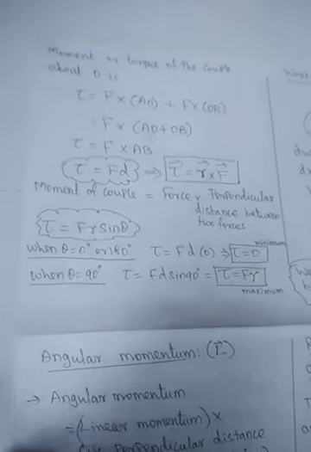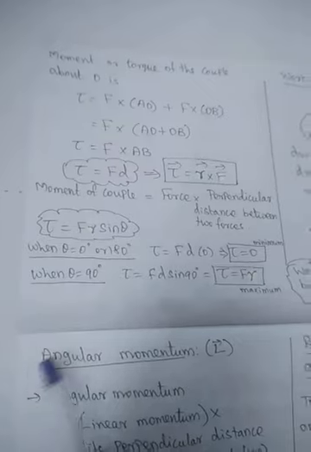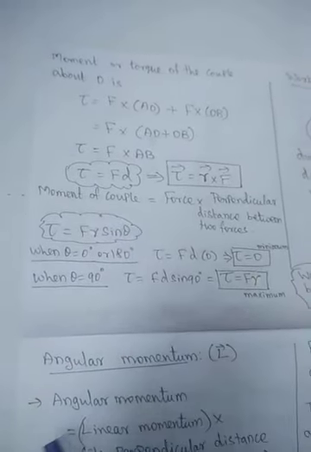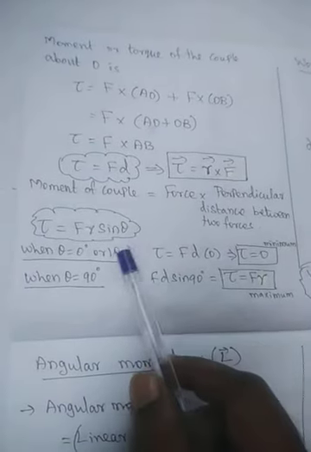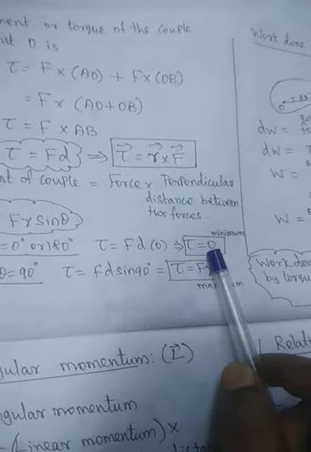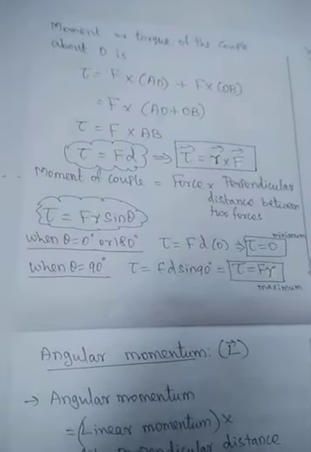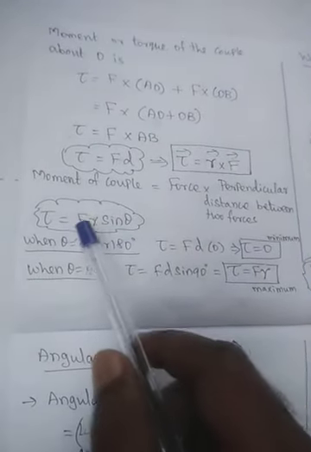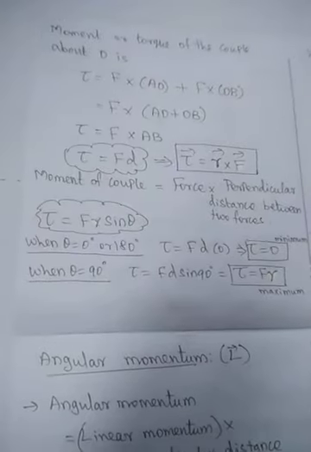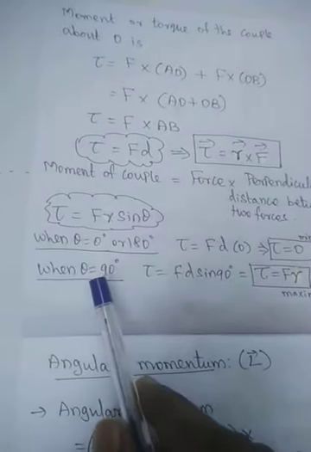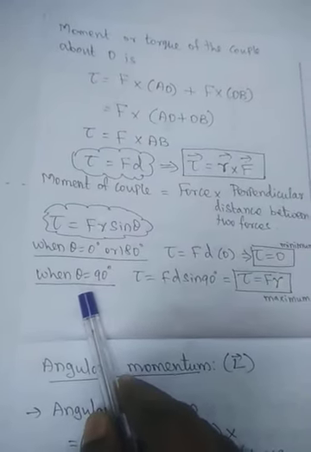The moment of a couple is equal to force into the perpendicular distance between the two forces. The torque is equal to F R sin theta. When theta is equal to 0 degree or 180 degree, sin 0 is 0 and sin 180 is 0, so the torque will become 0. That is the minimum value. If you take theta equal to 90 degree, what is theta? The angle between the force and the perpendicular distance. This is the force, this is the perpendicular distance, and this angle is theta.